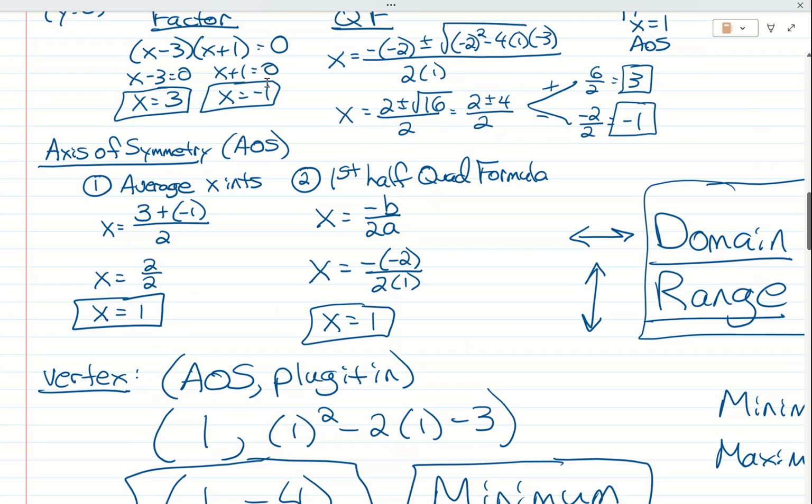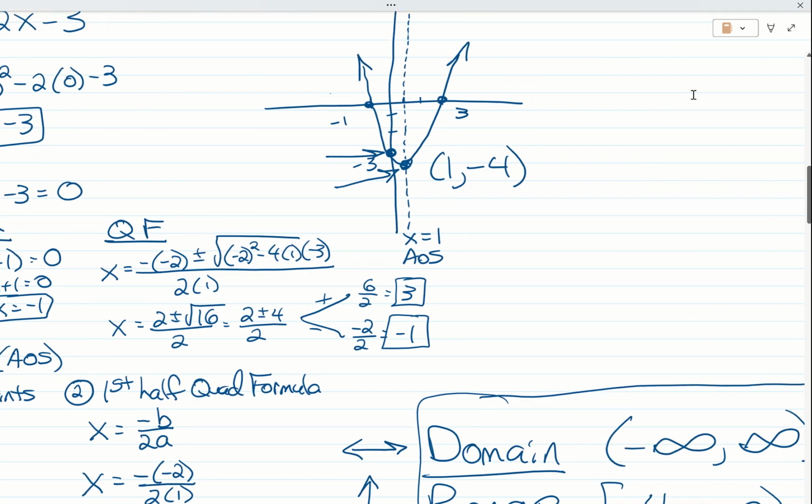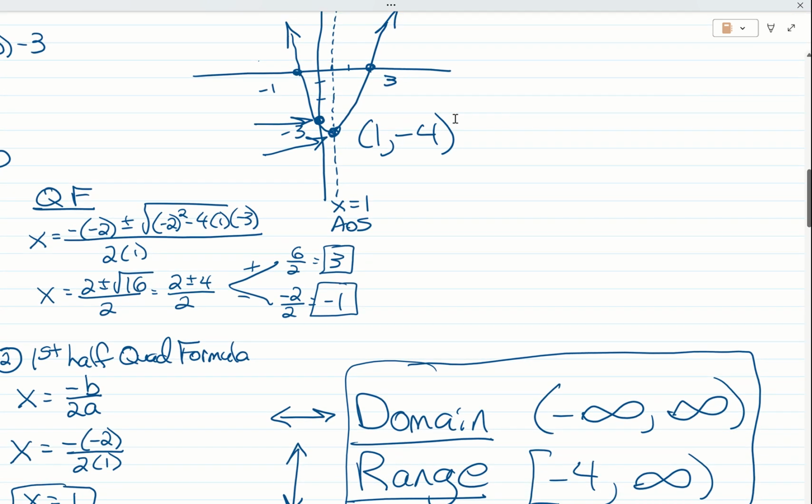We also talked about domain and range. If you take a look at the graph, it looks like it goes left and right forever, so that's why we said that the domain was negative infinity to infinity. It looks like the lowest the graph goes is negative 4, and then it goes up forever, so we call that positive infinity.